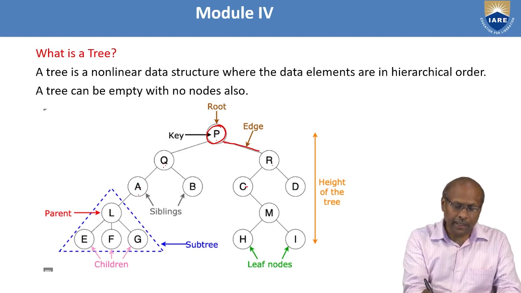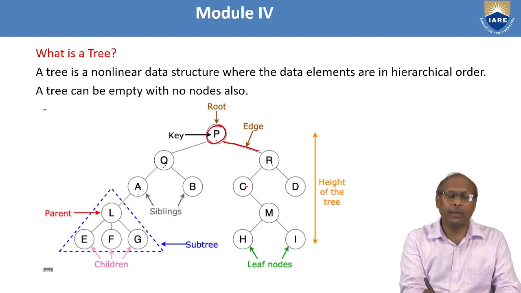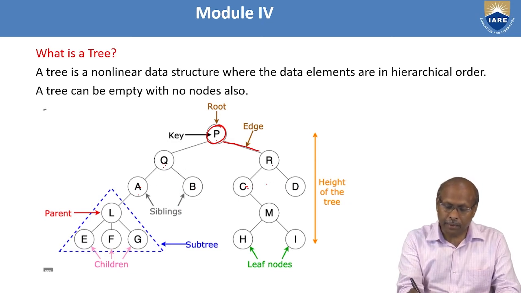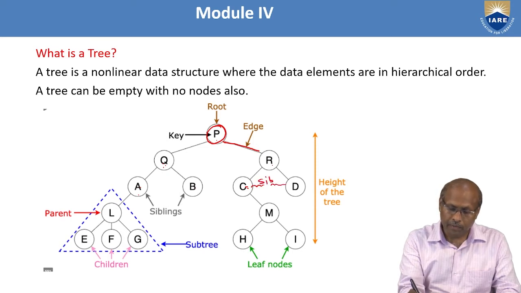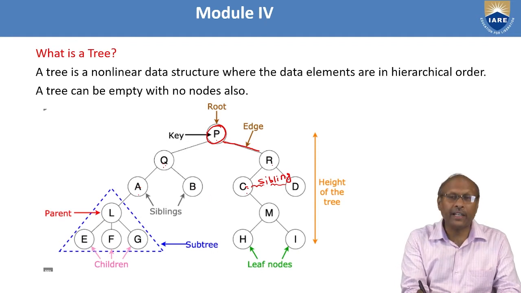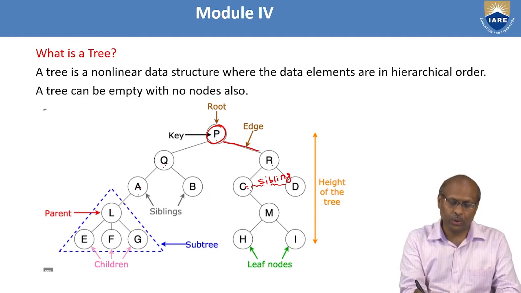Now, here A and B are sibling nodes, because both belong to the same parent. Similarly, here C and D are siblings, because both belong to the same parent. Whereas B and C, they are not siblings. They are simply child nodes.